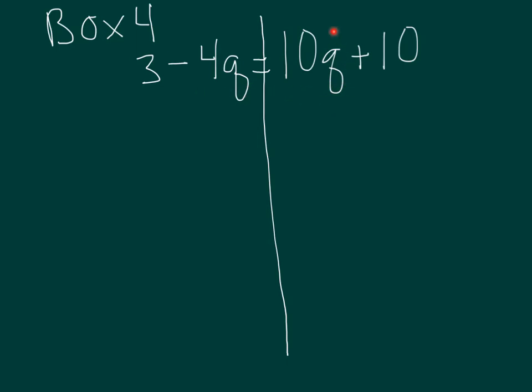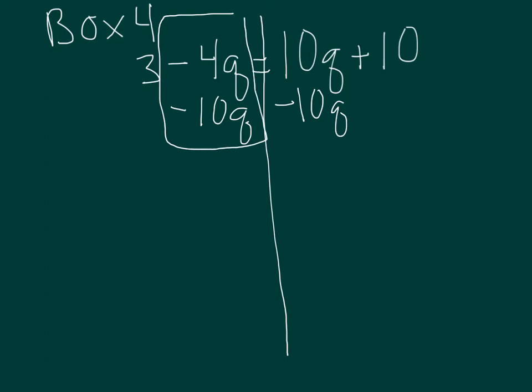I always like to get rid of the one on the right. It's just a habit of mine, but you can get rid of the 4q, negative 4q if you want. So let's get rid of this 10q. The way I do that is I subtract 10q from both sides. Now I'm going to put my box here, make sure you put the box around that minus in front of the 14, or you're going to really mess up.